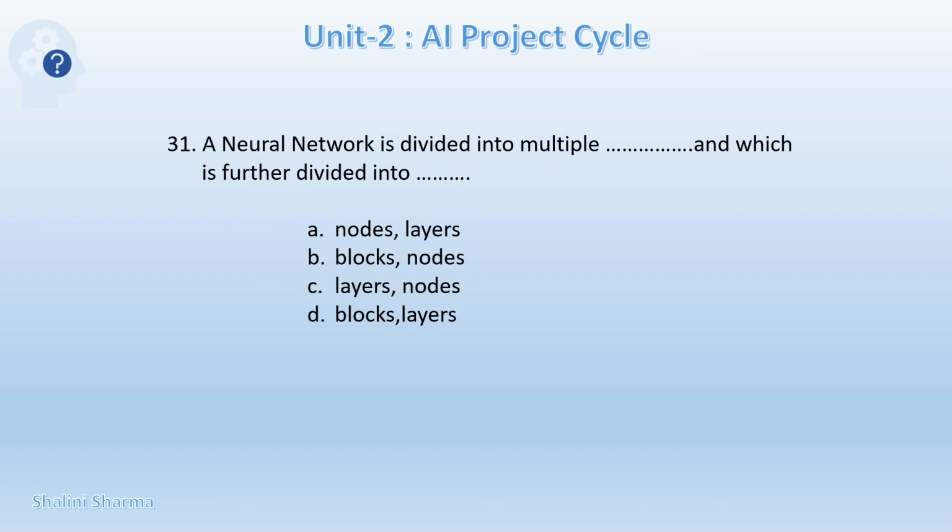Question 31. A neural network is divided into multiple dash and which is further divided into multiple dash. The options are A. Nodes and layers, B. Blocks and nodes, C. Layers and nodes, D. Blocks and layers. So what is going to be the correct option? The correct answer is option C. Layers and nodes. A neural network is divided into multiple layers and which is further divided into nodes. So every layer has multiple nodes.